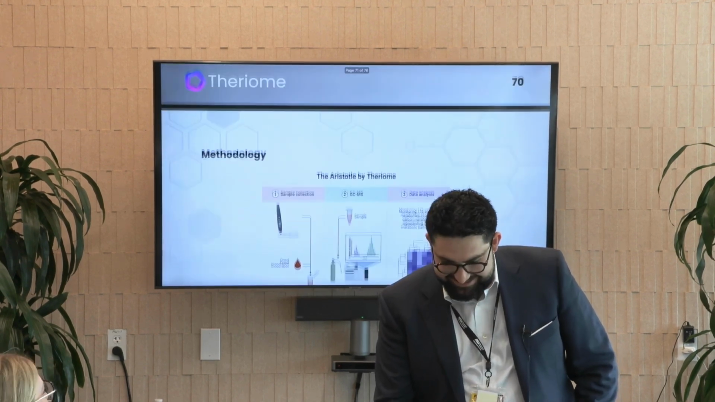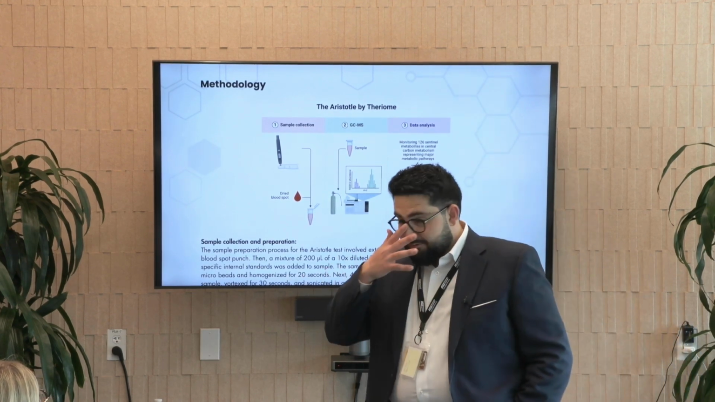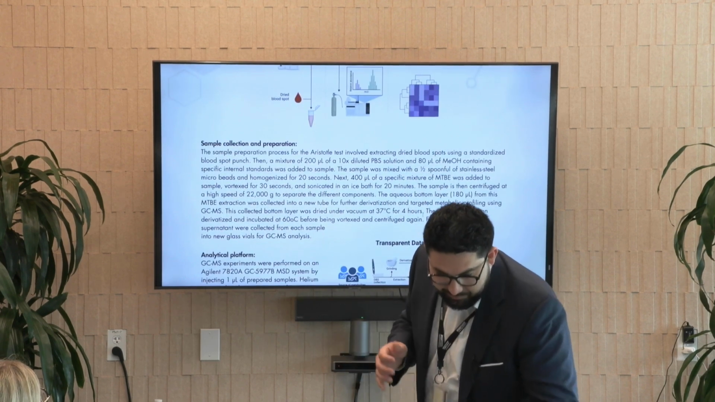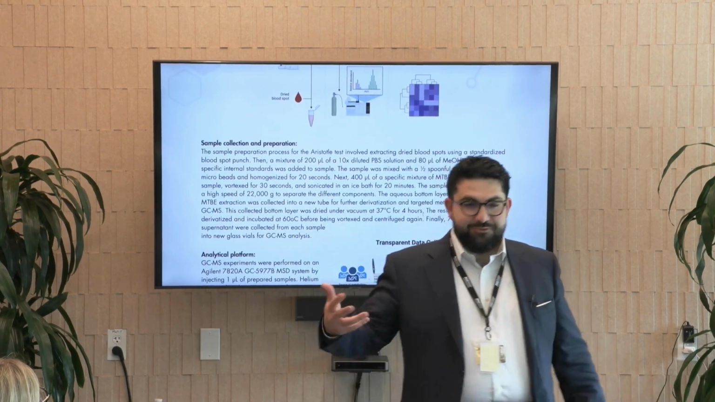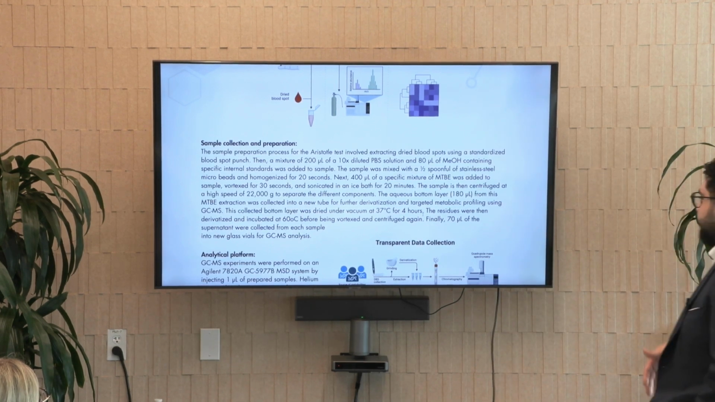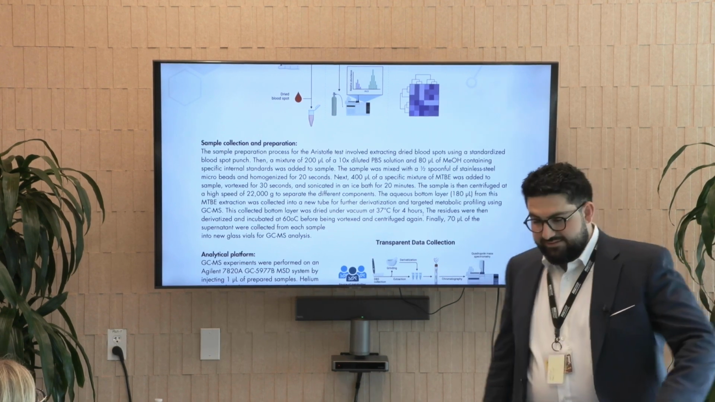Okay, so methodology. Again, we're scientists, so we always have to report our methods. This is how your sample was prepared. These are the steps that we went through yesterday, like the 22,000 spinning Gs. Basically just taken from a protocol, and 70 microliters of supernatant are taken.